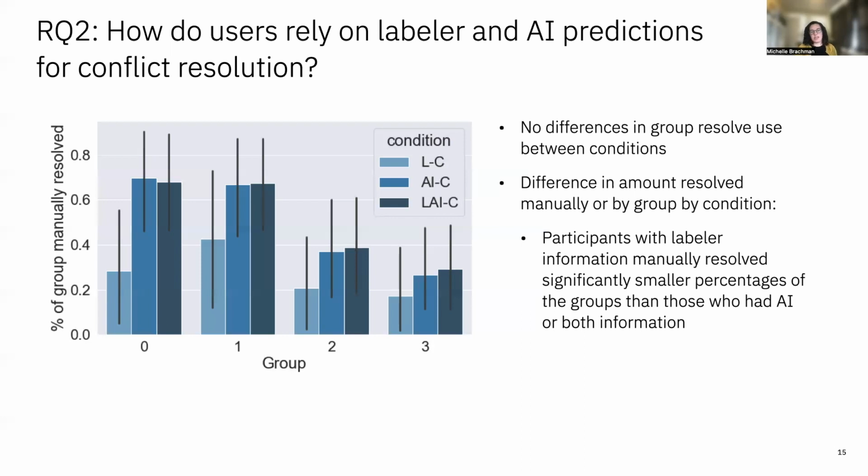Next, we wanted to understand how users relied on labeler and AI predictions for conflict resolution. And somewhat surprisingly, we didn't find a difference in the use of group resolve depending on whether users had information about human labeler choices, AI predictions, or both. However, those with only the labeler information did resolve fewer conflicts manually than those who had AI information. This meant that they resolved more conflicts using the group resolve, which may have led to over-reliance on the system.